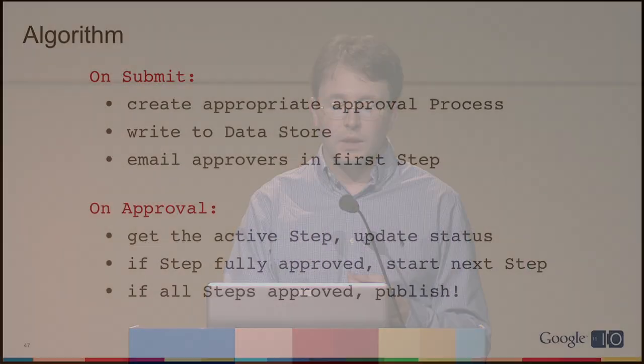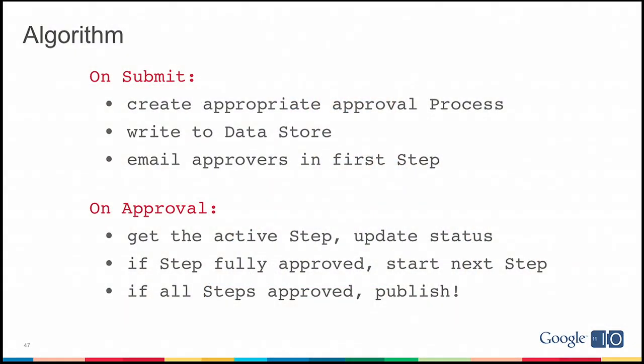Then when we get an approval event, because somebody has clicked the approval button or approved in some other manner, our script is going to wake up. It's going to go back and get the active step from our data store and update the status. So somebody just approved. I need to update the status. If the step now is fully approved, I'm going to start the next step, naturally send out more emails. And if all the steps are approved, I'm going to go to the final state, and in our case, that's publish. And this is pretty generic. You can use this for almost any level of complexity for a sequential workflow.